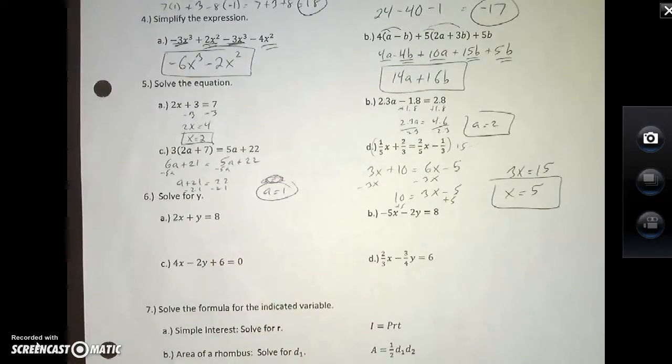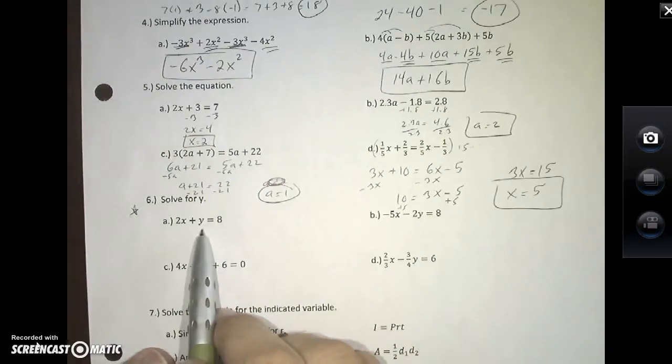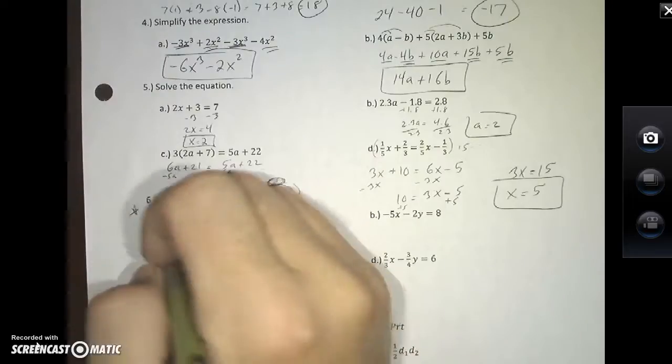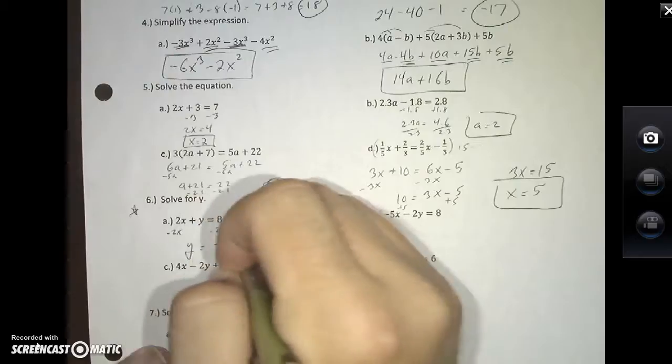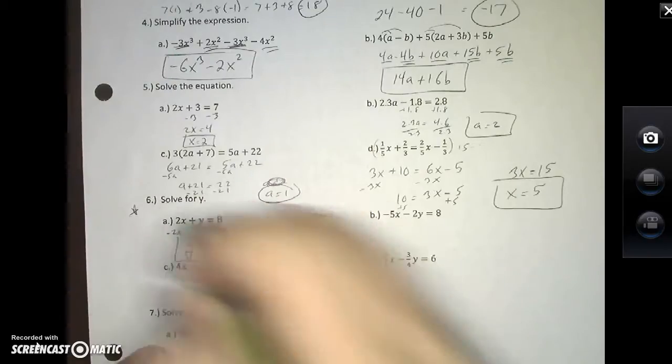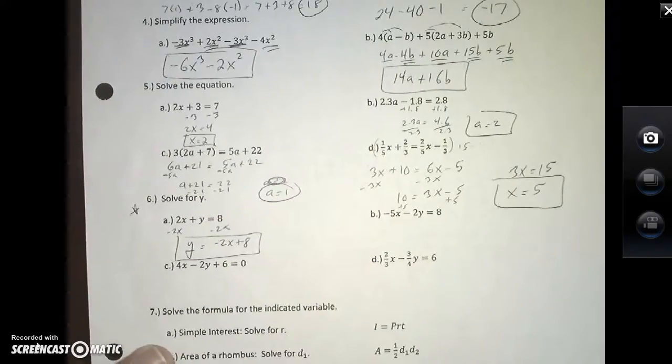Very good. Number 6, solve for y. This is a skill as the year goes on that you're going to all need to get very comfortable with. So please don't fight this one especially. 2x plus y equals 8. I want y by itself. I'm going to subtract 2x over. I'm keeping things separated. You gotta keep them separated. Great Offspring song, by the way. I'll probably play it in class a few times. There we go. Y equals negative 2x plus 8. All good. Okay.